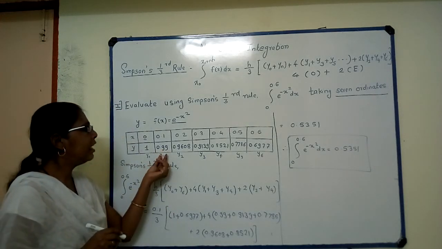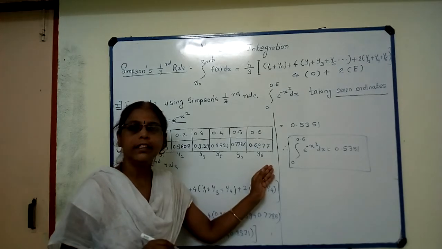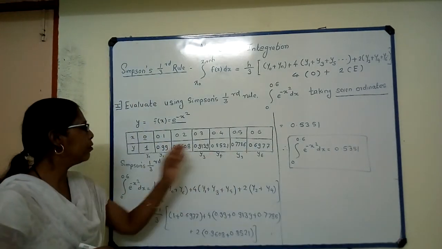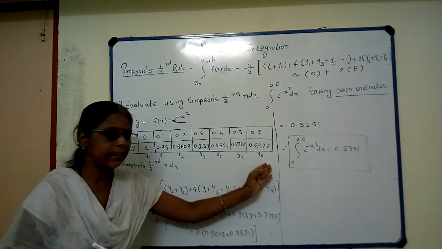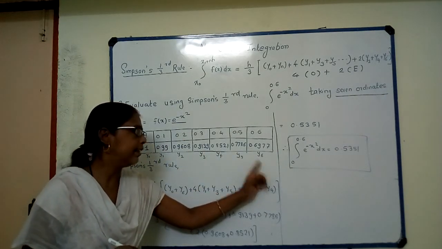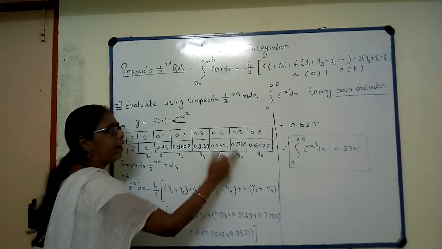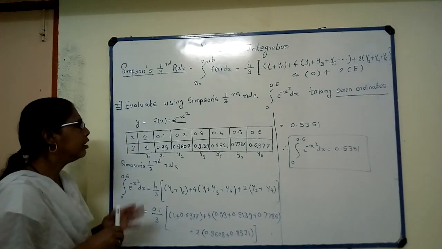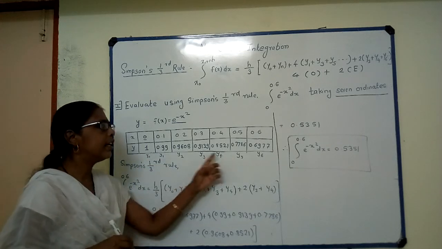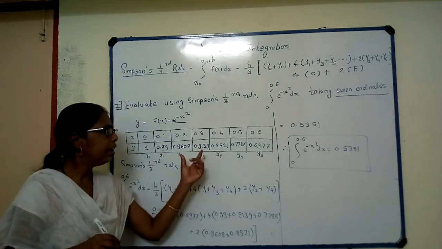Now similarly for 0.2, 0.3 we have to complete this table up to 0.6. So these are the values from y0 to y6. First value is y0, last value is y6, and middle values are y1, y2, y3, y4, y5. y1, y3, y5 are odd values, y2, y4 are even values.